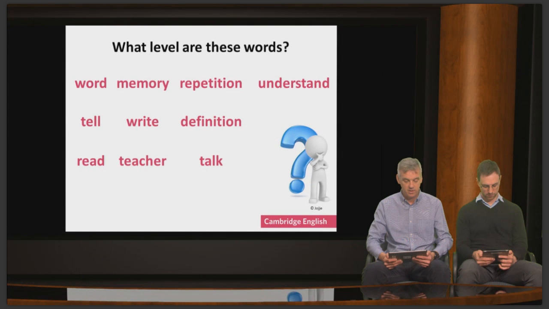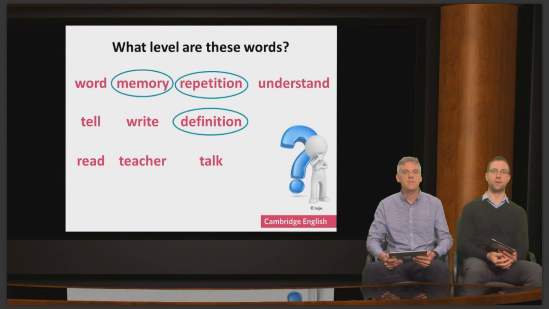Answers are coming through. Most people are picking out repetition, definition, and memory. Most people are picking out those 3 words as the 3 words that are a higher level. Great. Well done. You correctly spotted that these 3 words are not on the Cambridge English Starters list. But how can you find out what level they are?